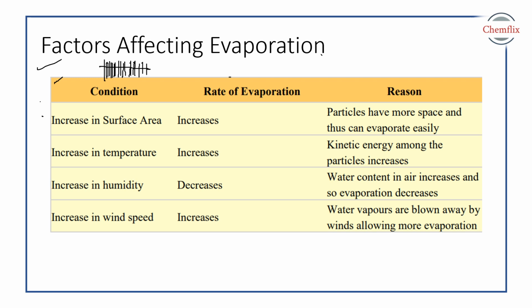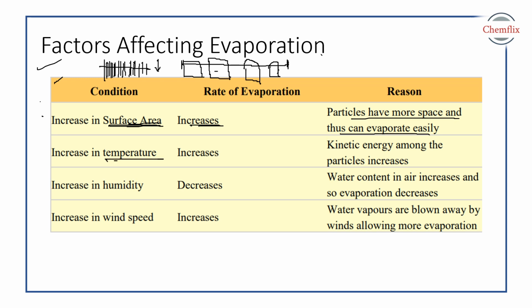So what happens? The rate of evaporation is very low. In order to increase the rate of evaporation, we have to tie another rope and keep your clothes spread out properly, right? Then evaporation takes place easily, right? So increase in surface area. Here surface area is very high compared to this one. So increase in surface area increases the evaporation. The reason is particles have more space and can evaporate easily. You can see more space is there, so they can evaporate easily.